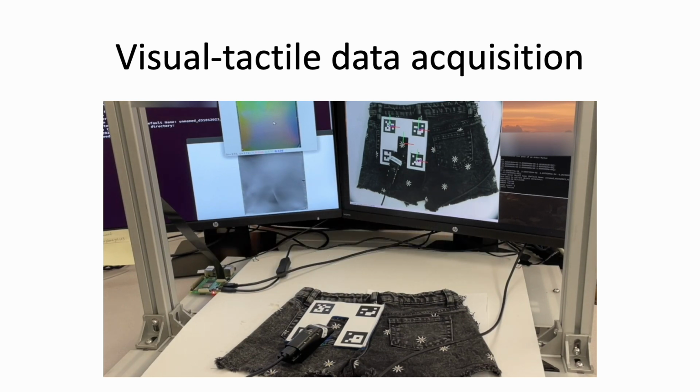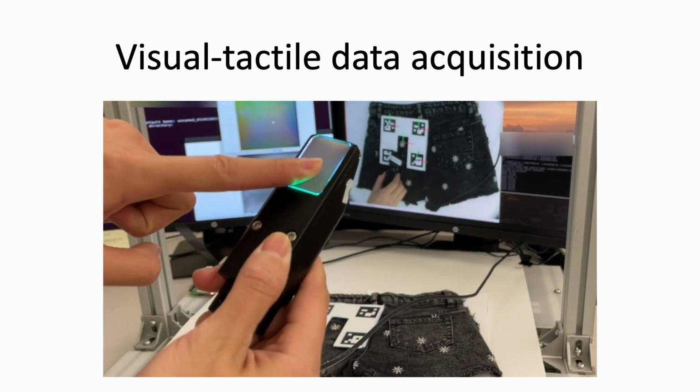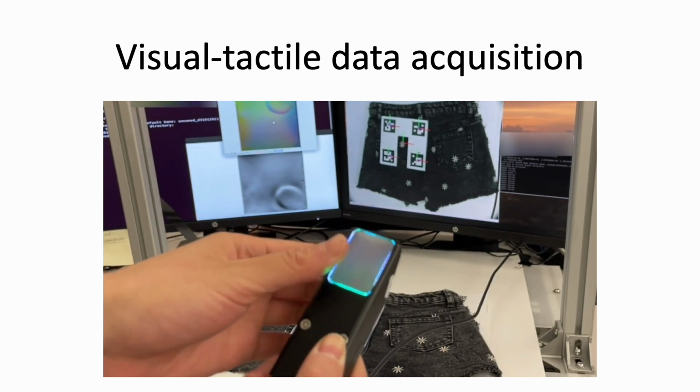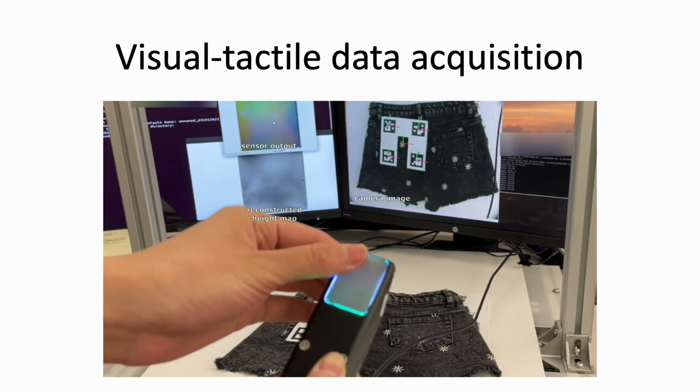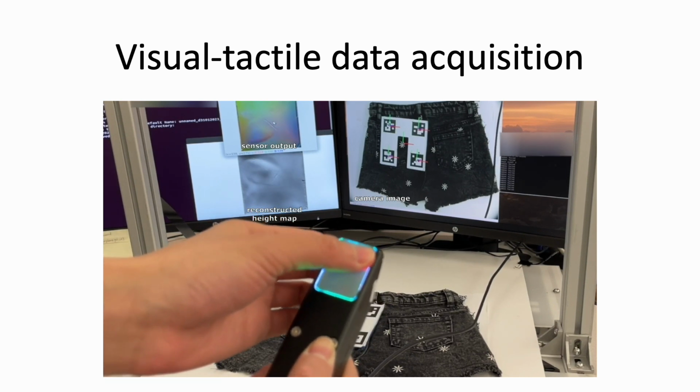We used the GelSight R1.5 sensor to collect tactile data. Its elastomer layer deforms with the object in contact, and behind the elastomer layer, an embedded camera captures the deformation as an RGB image. We then reconstruct the object's surface geometry using the photometric stereo principle.